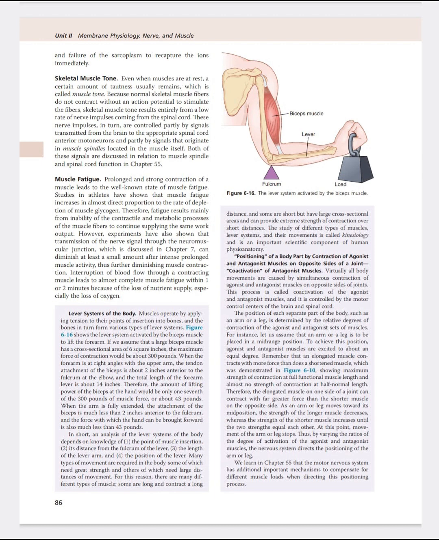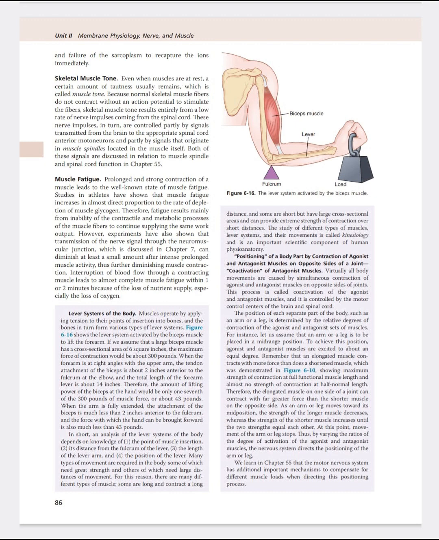And then read this line: the interruption of the blood flow. Highlight this line: interruption of blood flow through a contracting muscle leads to almost complete muscle fatigue within 1 or 2 minutes because of loss of nutrient supply, especially the loss of oxygen. Do not highlight anything under the heading the liver systems of the body.